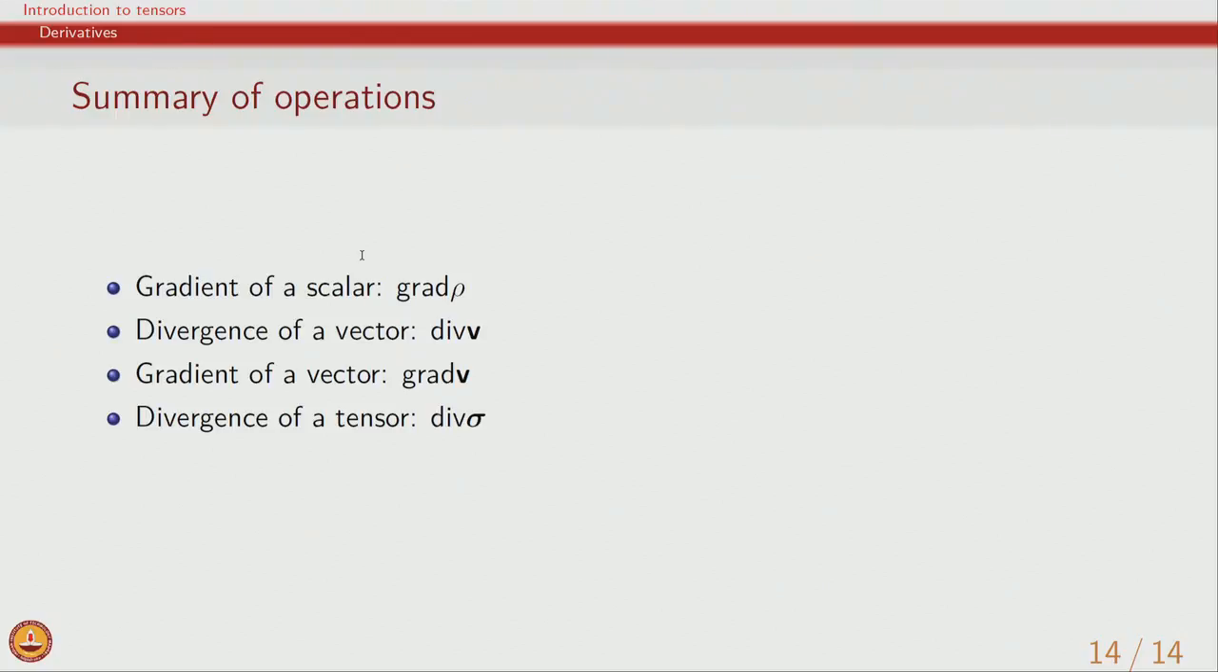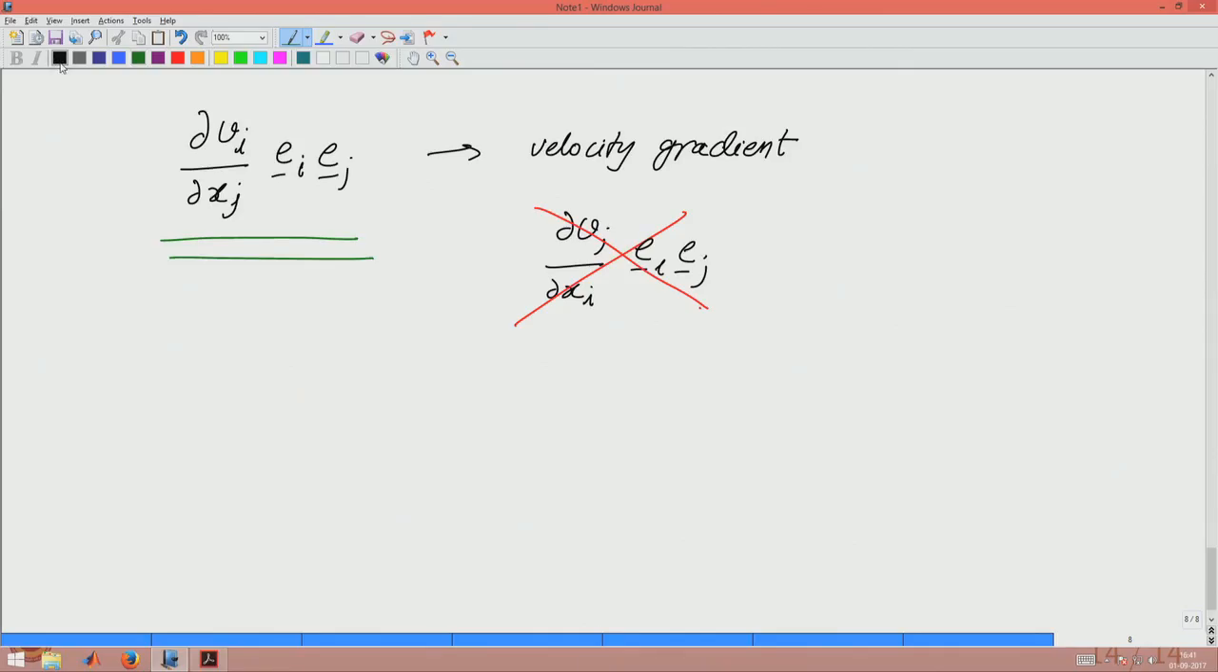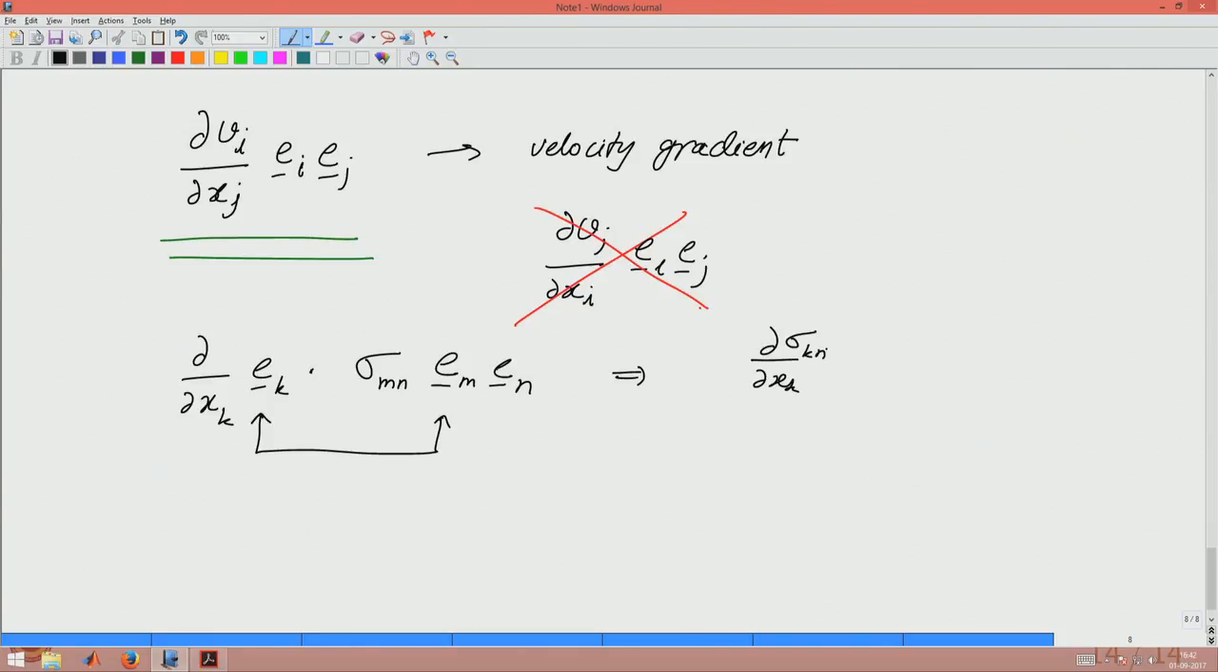The final operation which is very useful in the linear momentum balance is the divergence of sigma. Here, for example, del by del x_k e_k dotted with sigma_mn e_m e_n. I will do this quickly, hoping that some of you are now getting familiar with what we are trying to do. So, k and m have to be the same. Therefore, this can be immediately written as del sigma_kn by del x_k, and since k is repeated, there is a sum over it, and this is a vector. It is a vector because n is the only free index. Therefore, the nth component of the divergence of stress will be involved in the nth component of the linear momentum balance.